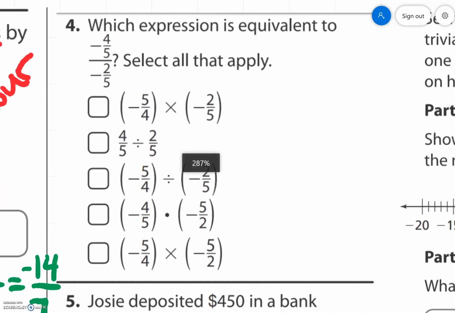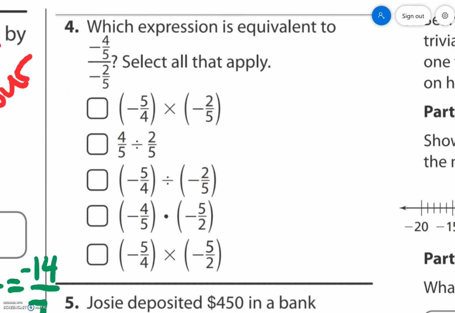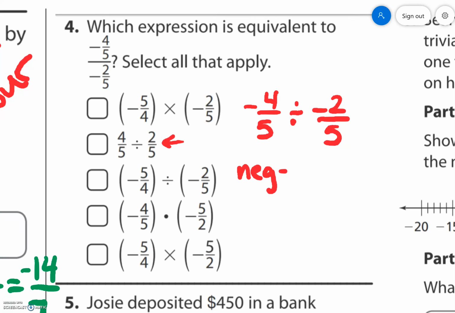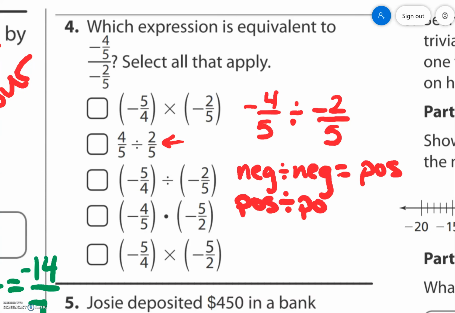Number 4, which expression is equivalent to -4/5 divided by -2/5? So I'm going to write this horizontally and check to see if that's any of my answers. No, it's not, but I do have +4/5 divided by +2/5. Well, we know a negative divided by a negative equals a positive, and a positive divided by a positive also equals a positive. So this will give us the same answer.